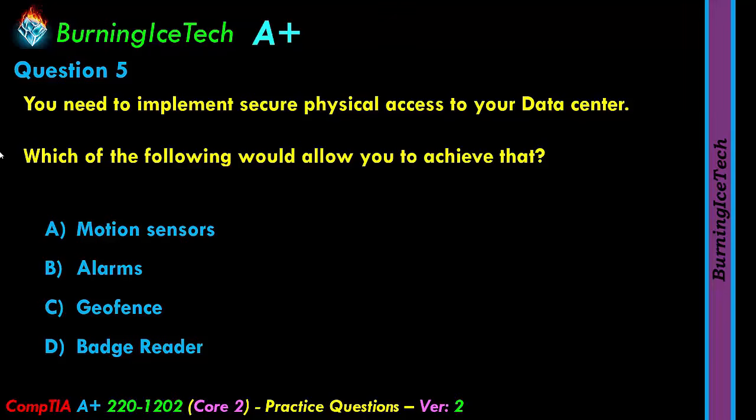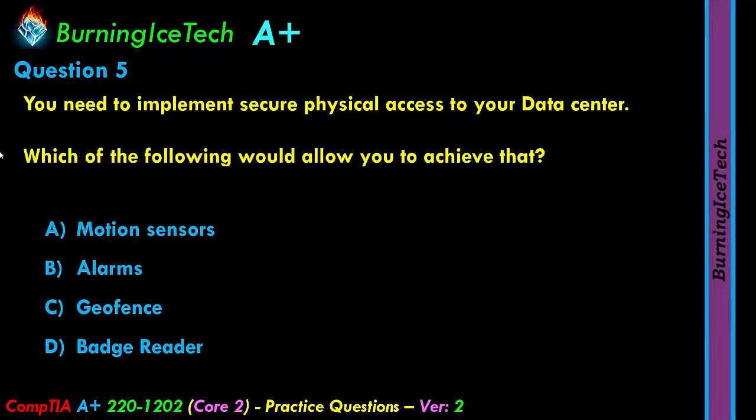If you look at answer B, an alarm, same story as a motion sensor, guys. It will discourage people from going into the data center because they know an alarm is going to go off, but it does not physically stop them from getting into your data center. If somebody really wants to, they can rush into your data center, trigger the motion sensors, trigger the alarms, do what they need to do, but it does not physically stop them. It does not physically secure your data center. So it's not A, it's not B.